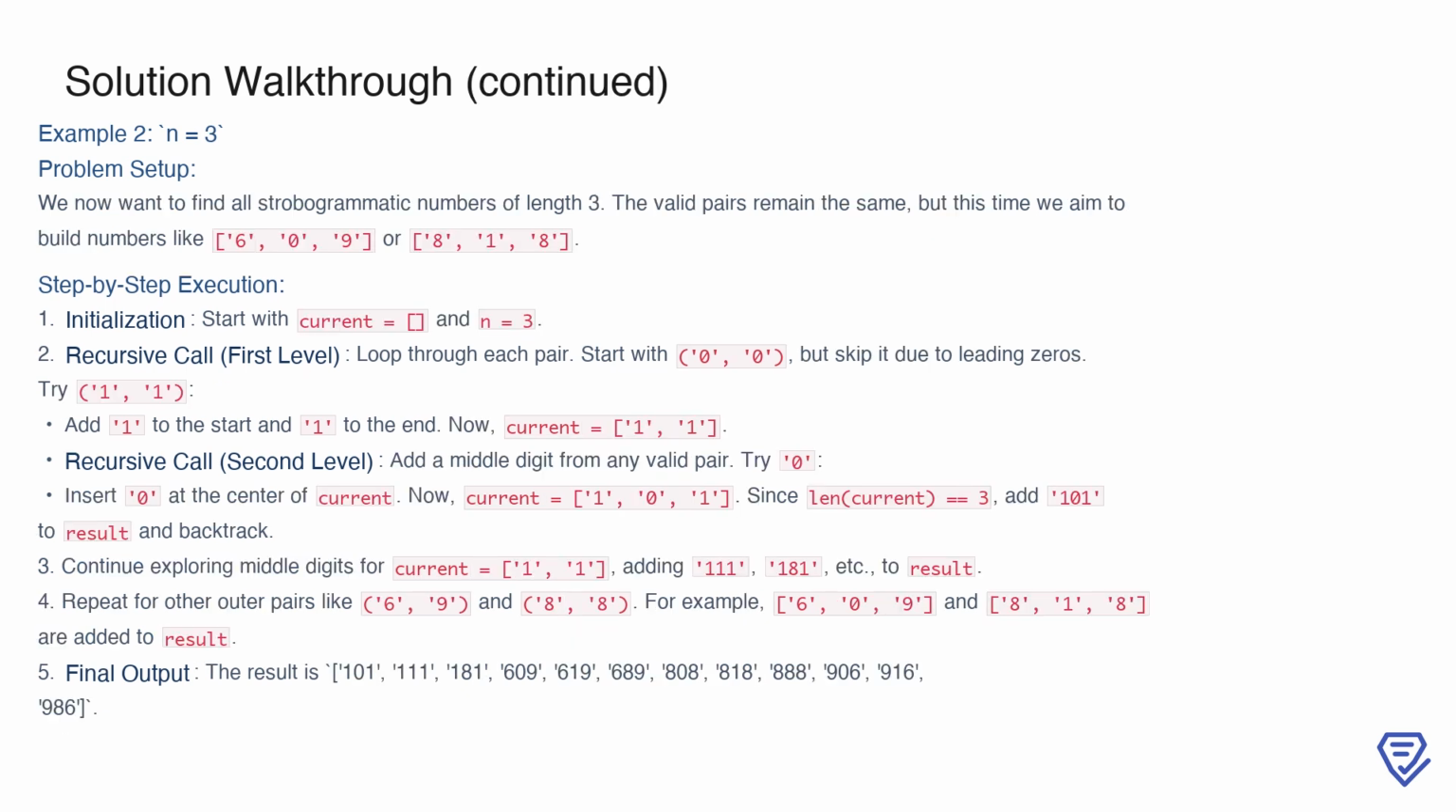Now, for strobogrammatic numbers of length 3, we aim to build numbers like 609 or 818. The valid digit pairs remain the same as before. We start with an empty list, current, and set n to 3.